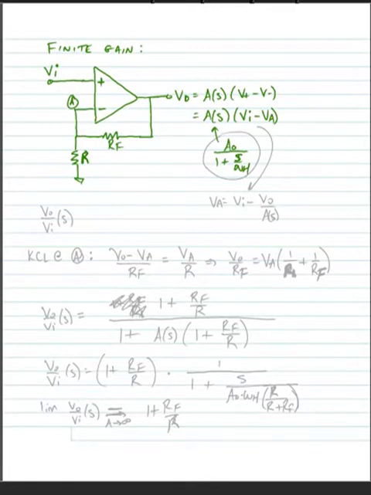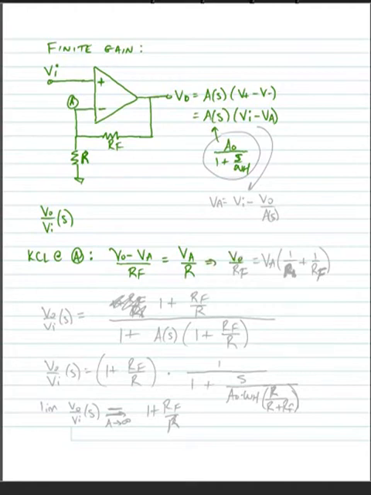Alright, so what we want to do is find an expression for the gain, V out over V in, as a function of frequency. And one way to do this is with brute force. So let's try that. We're going to go to node A and do KCL. And if we do this, we see, of course, that we have V out minus VA divided by RF is equal to VA divided by R.